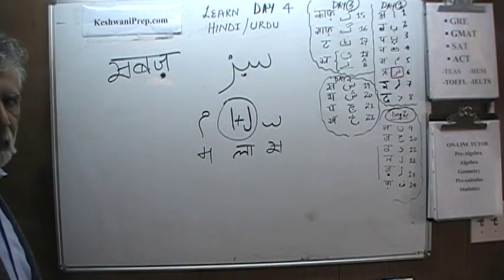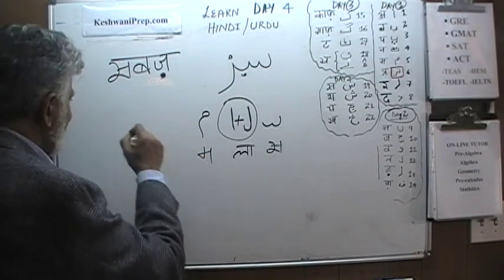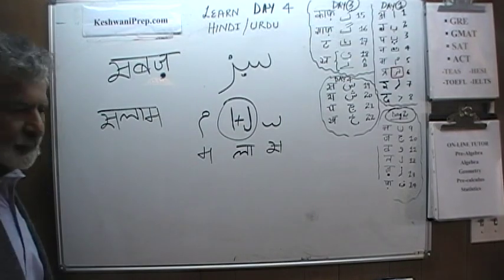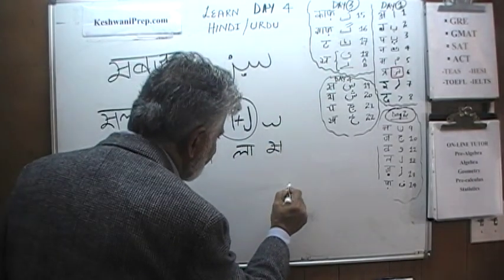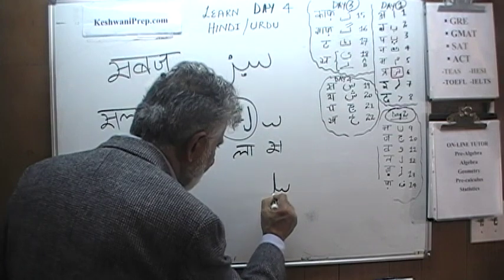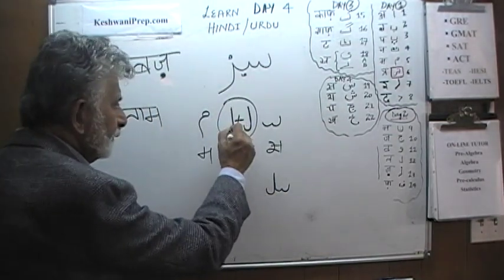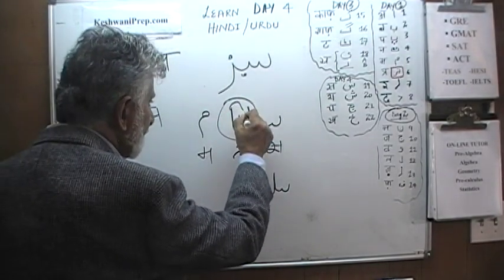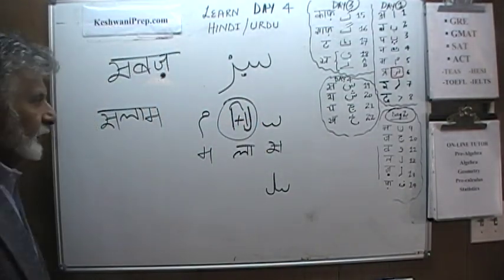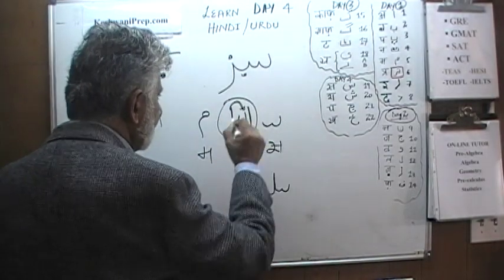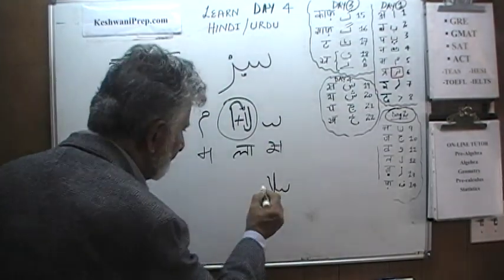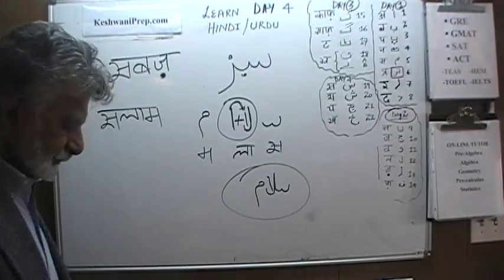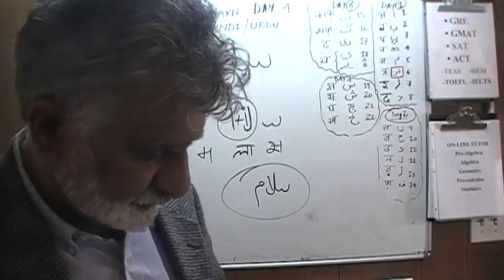Question is, how do we put them together? Let's first write it in Hindi. This looks awkward. So, la, ma, salam. When you put it together, it looks like this. The lam starts here, and this alif, which is the matra for la, goes and jumps in the tummy, and becomes like this. Salam. Salam is a salutation.